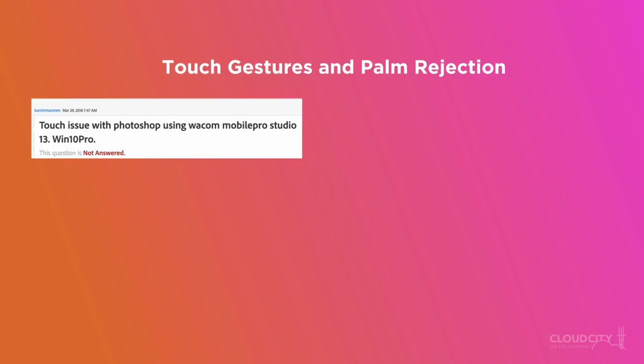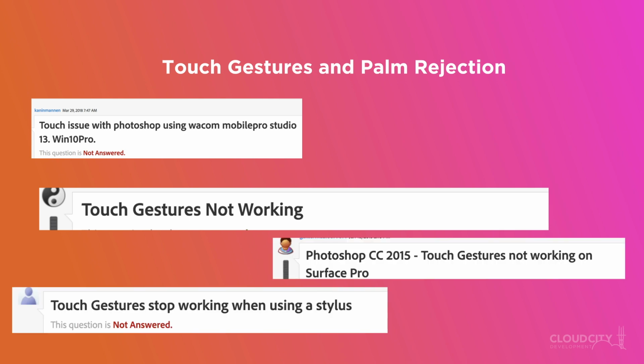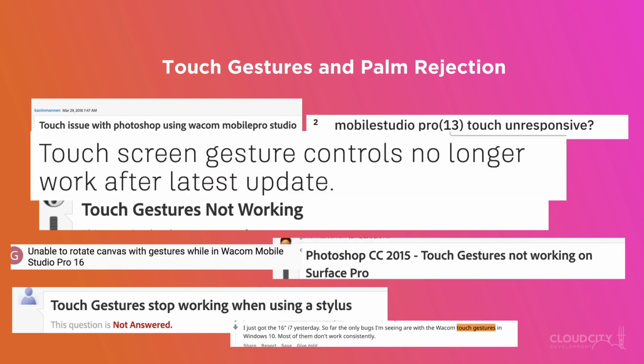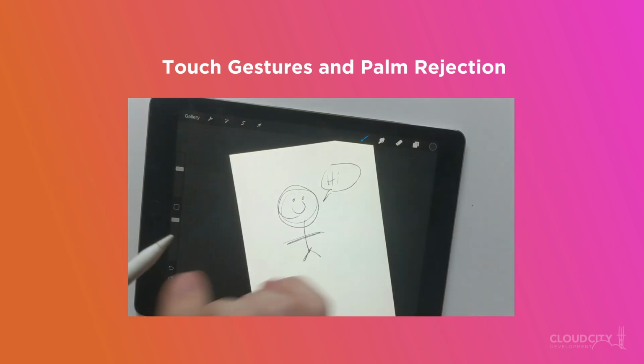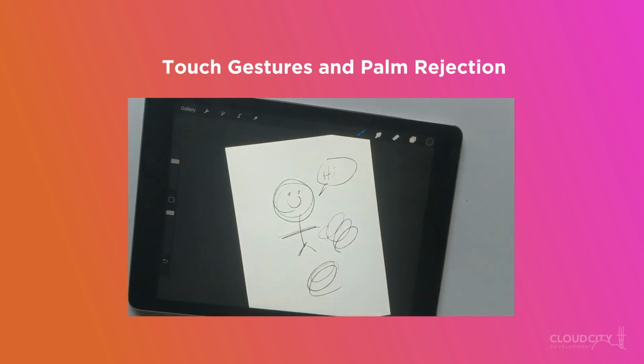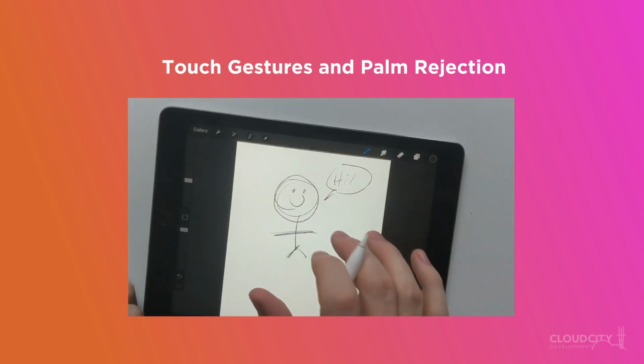The touch gestures and the palm rejection of the Mobile Studio Pro is lacking, and it's broken so much that many people wind up just turning it off. Whereas the touch gestures and the palm rejection for the iPad Pro are amazing. They totally knock it out of the park. You get nothing but rave reviews. I love it. I take advantage of it almost every day.